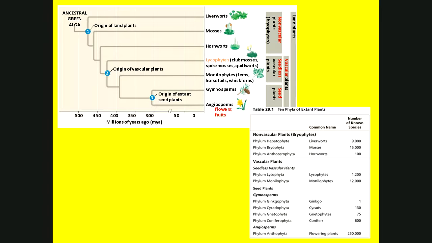Let's see. We've gone through the non-vascular plants, no seeds. We're still in the seedless, but now we're vascular. So we're going to finish talking about these two groups. We'll talk about the lycophytes first, and then the monilophytes, which are the ferns, the horsetails, and the whisk ferns. All right, so let's go on down and take a look at the lycophytes.